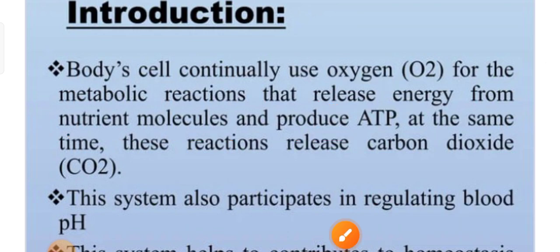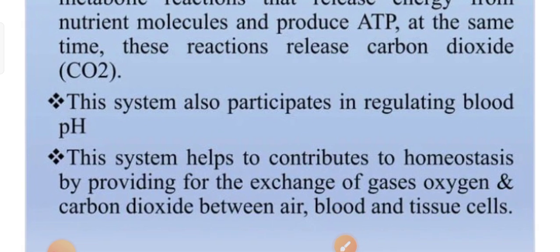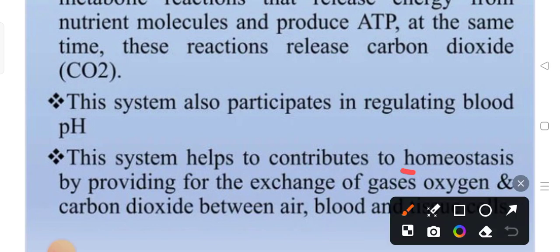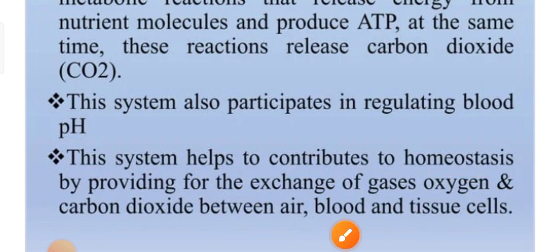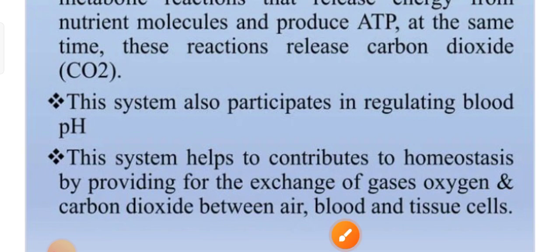This system also participates in regulating blood pH. It contributes to homeostasis by providing for the exchange of gases, oxygen and carbon dioxide, between air, blood and tissue cells. So this is the main function of the respiratory system. Homeostasis takes place in the air, blood and tissues, through the exchange of gases between oxygen and carbon dioxide, especially in the air, blood and tissue cells.